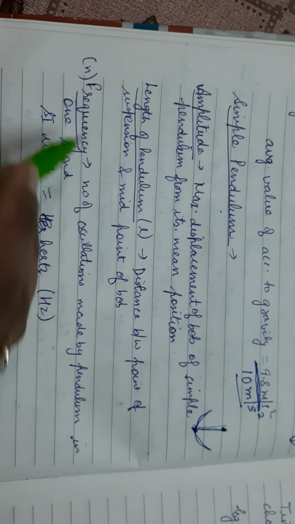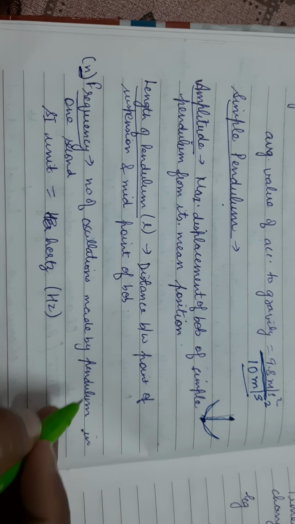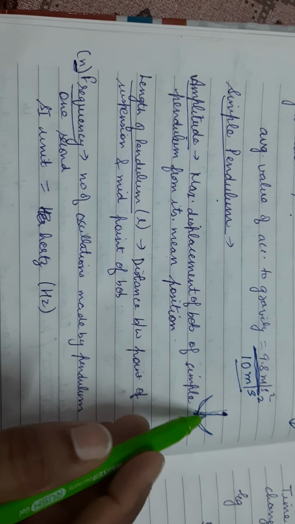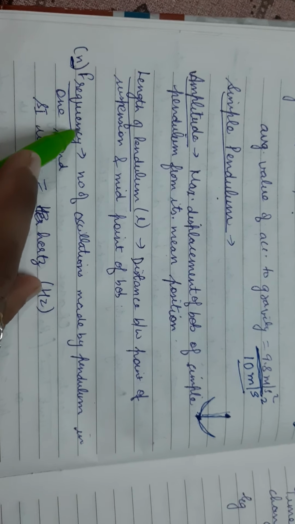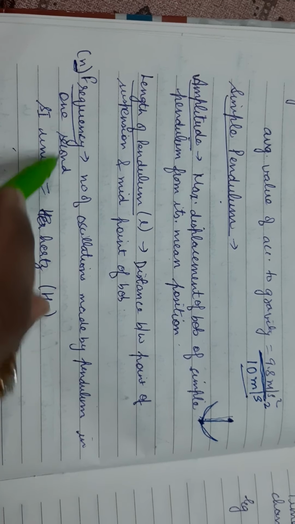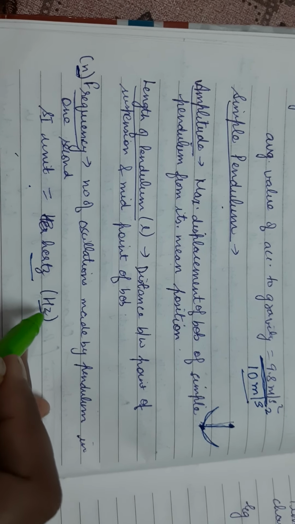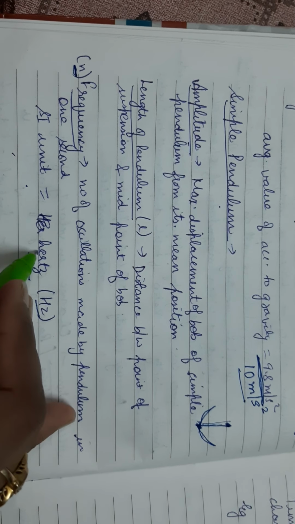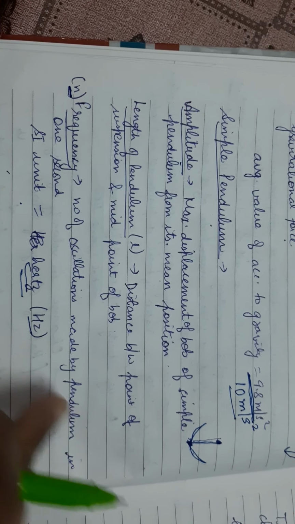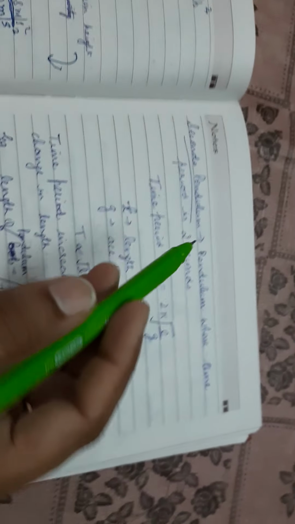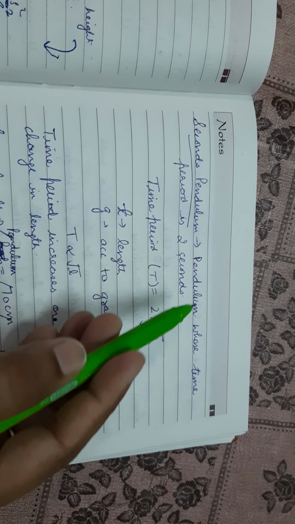Next is the frequency. It is denoted by the symbol n. Number of oscillations made by pendulum in 1 second. Meaning how many oscillations it makes in one second, that is the frequency. SI unit of frequency is hertz. It is denoted by capital H and small z. If you want to write the full name, then it will be all small, but the symbol is capital H and small z. Next is the seconds pendulum, whose time period is 2 seconds.